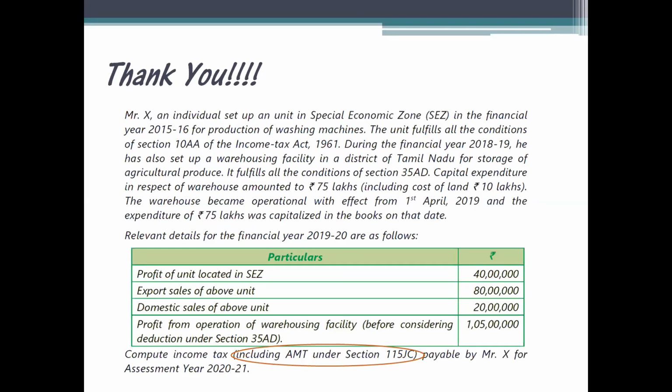However, if you are paying your tax as per normal income tax provisions, even if your income is less than 20 lakhs, this MAT credit or AMT credit is available for adjustment in the subsequent years.